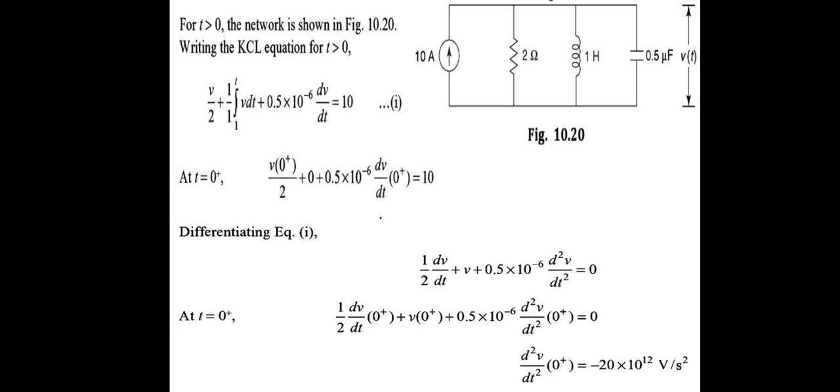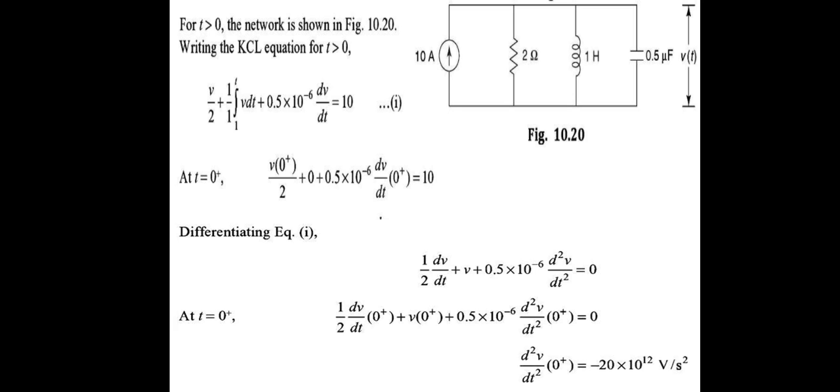Integral of V dt from 1 to t, plus 0.5 C dV/dt. Here C is 0.5 microfarads and dV/dt is equal to the applied current, 10. This is Kirchhoff's current law. Previously we applied Kirchhoff's voltage law, but here we applied Kirchhoff's current law, nodal analysis.